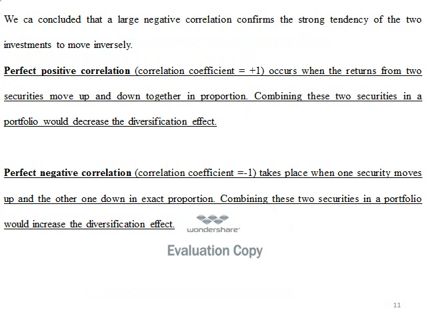Perfect positive correlation occurs when the returns from two securities move up and down together in proportion. Combining these two securities in a portfolio would decrease the diversification effect, while perfect negative correlation takes place when one security moves up and the other moves down in expected proportion. Combining these two securities in a portfolio would increase the diversification effect.